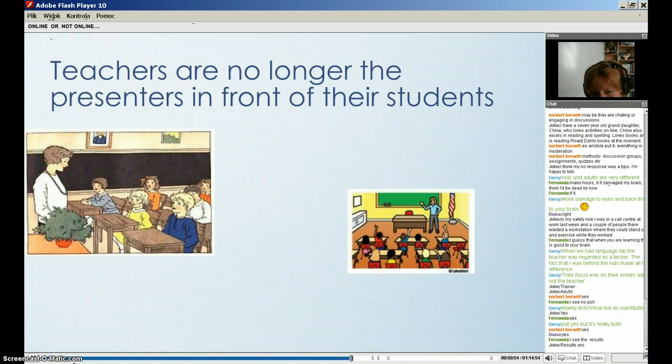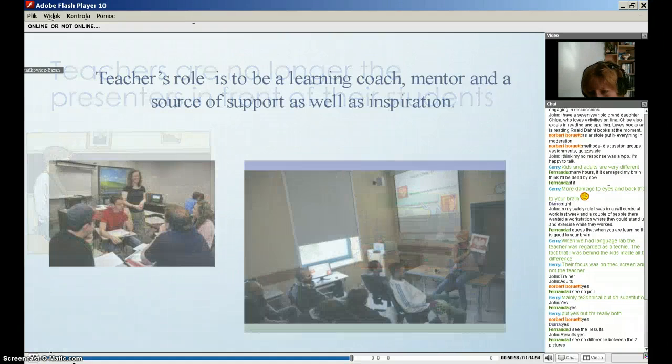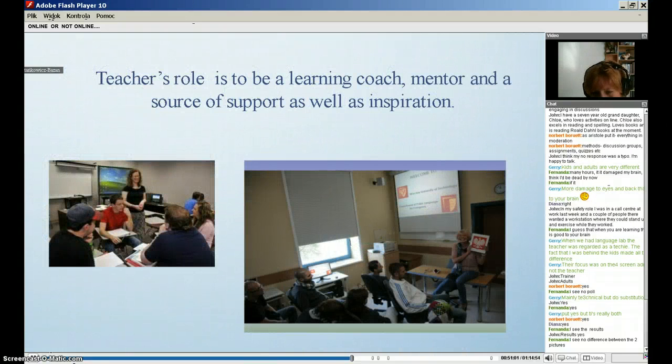And what is your class settings, for example? Because I will show you my class settings. Okay, we got here, again, picture one. This is not a traditional setting, right, because they seem to be discussing, they are face to face, and there's a very nice atmosphere and connection between them.